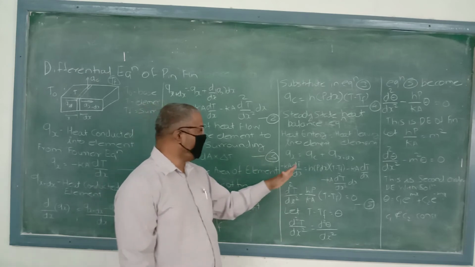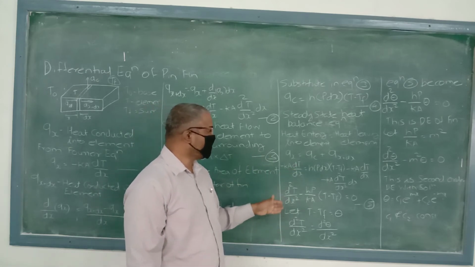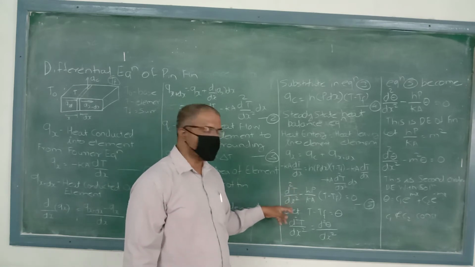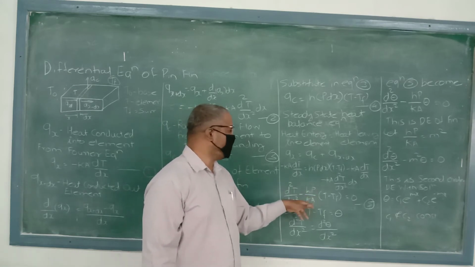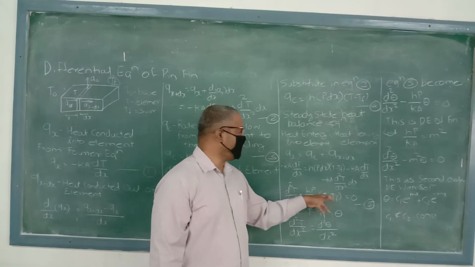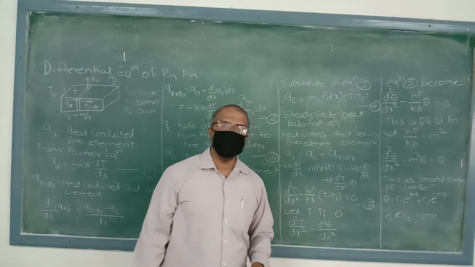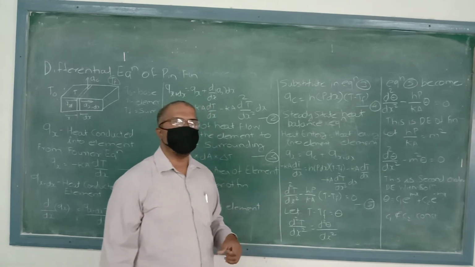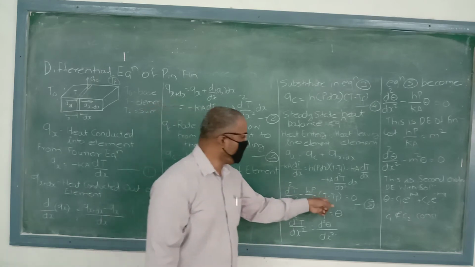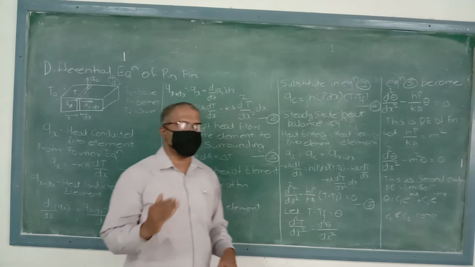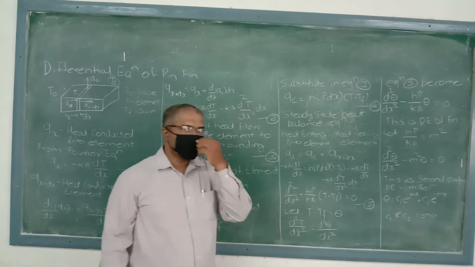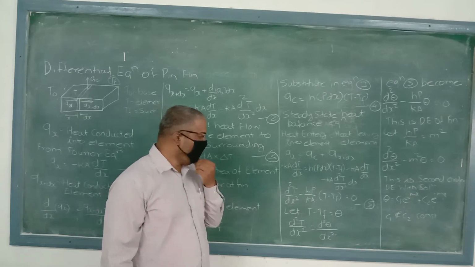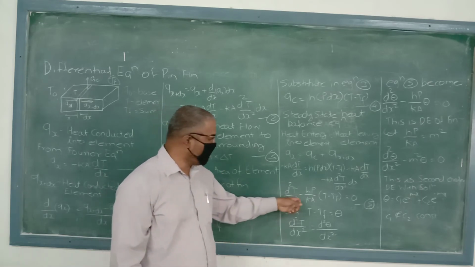Now we have to cancel the terms. After cancelling the terms, we got the equation d square T upon dx square minus hP by k into bracket T minus Tf is equal to 0. We are calling it equation number 5. And for T minus Tf, we can substitute theta. So we are substituting the value of theta over here.